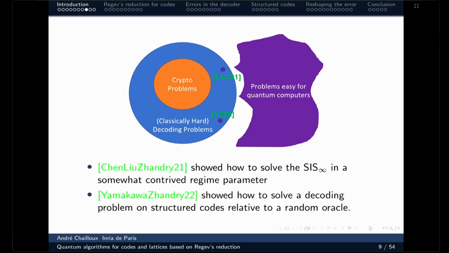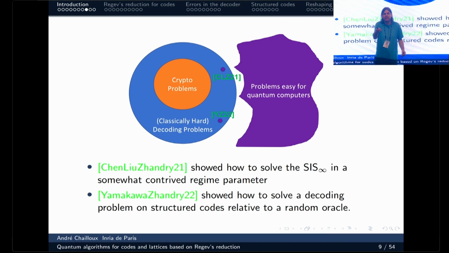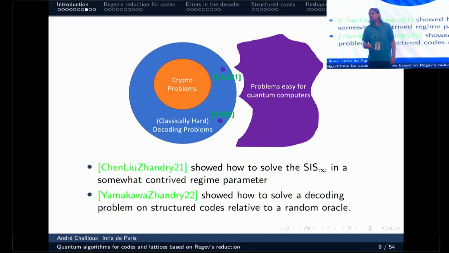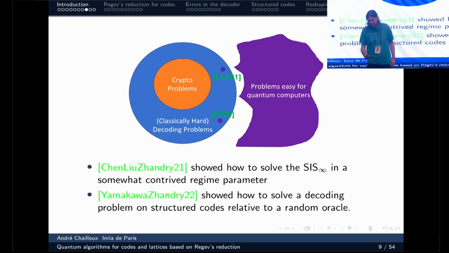And then a year later, Yamakawa and Zhandry showed how to solve a problem on structured codes. It's relative to a random oracle, but they actually show in the random oracle model that they can provably show you have a quantum advantage for this problem. And this quantum advantage without structure is also one result from this family of algorithms that I'll present.